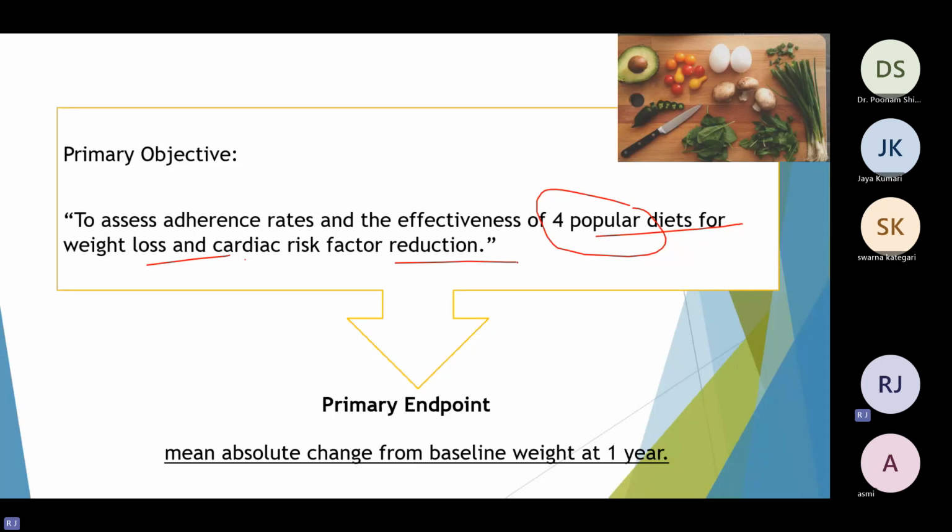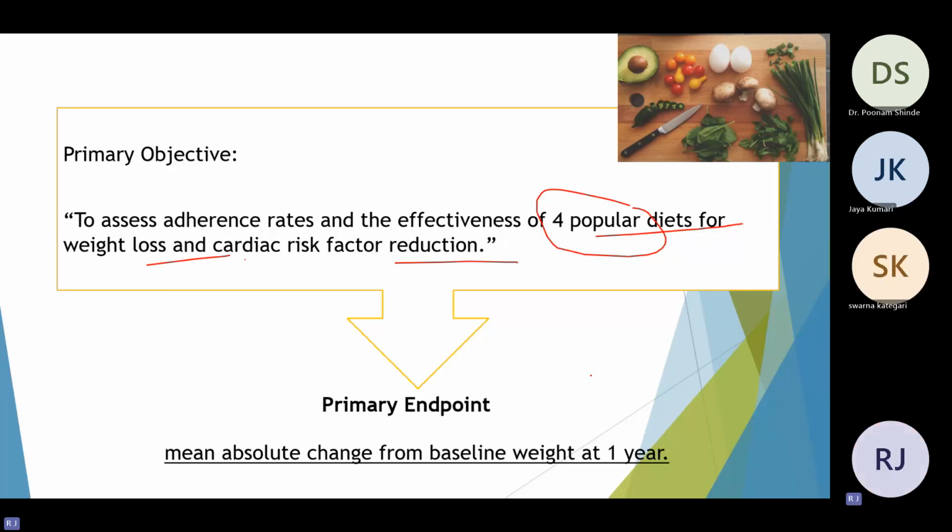Now, how will I come to know whether my primary objective is met or not? For this, we check the mean absolute change from the baseline weight at 1 year. It means we'll check the weight before enrolling the subject in the clinical trial, and after 1 year we'll check the weight of the subjects. Then we'll see what the percentage change is. That is the endpoint, meaning the parameter. Now weight is our endpoint here, right? Percentage change in weight is our endpoint. Understand, right?